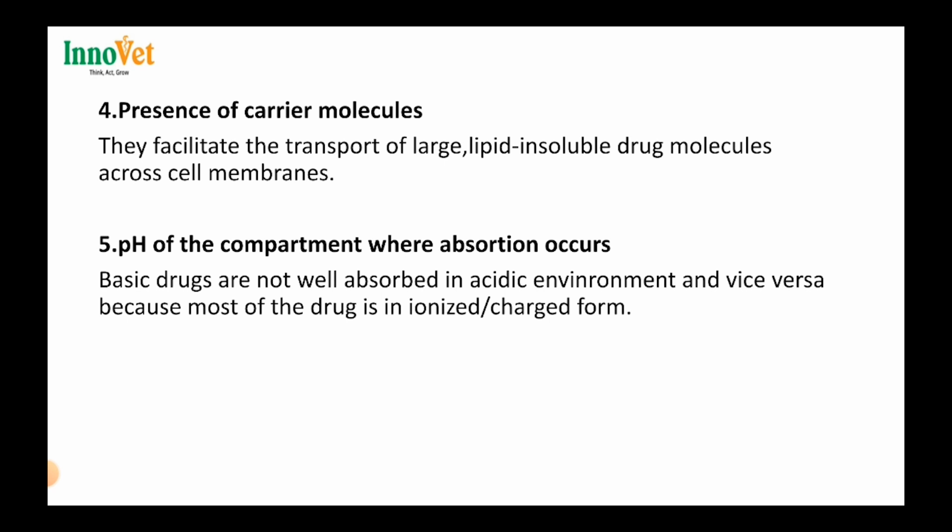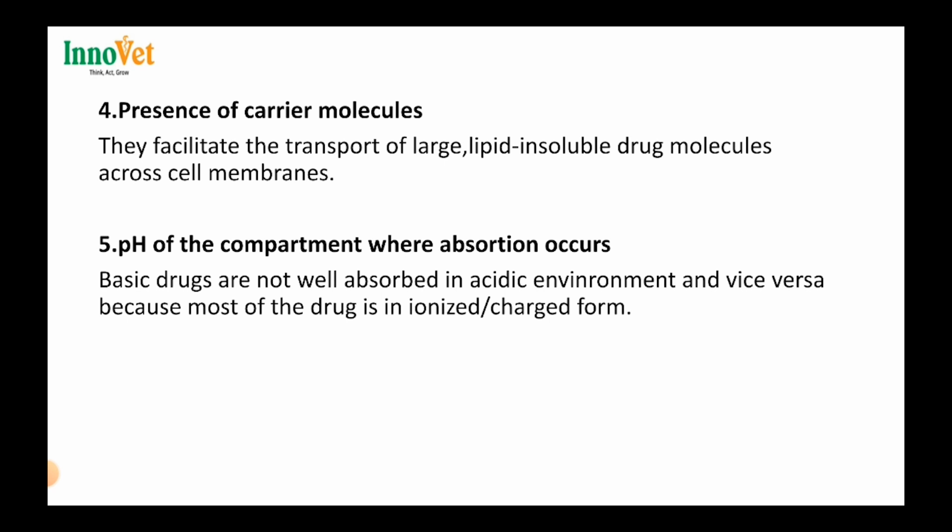Examples of this environment, let's say in the stomach. The environment in the stomach is acidic because of the production of hydrochloric acid during digestion. Then in the intestines, we have a basic or alkaline environment because of the bicarbonate ions produced.